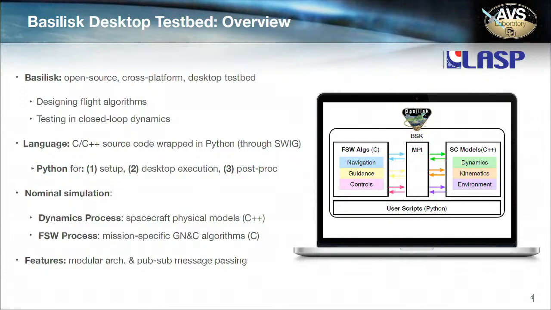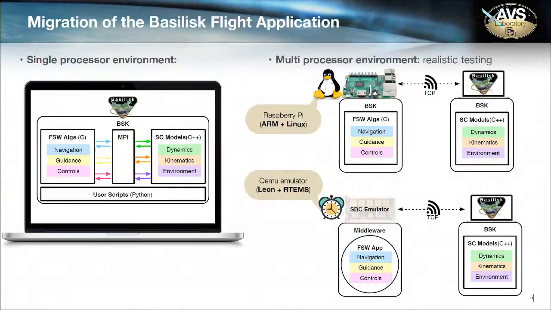There's a dynamic process containing spacecraft physical models written in C++, and a flight software process containing the mission-specific GNC algorithms written in C. Basilisk is architected in a modular fashion, and during a simulation run, all these C and C++ models interact with each other through a message passing interface, or MPI. The beauty of this MPI is that it marks a clear separation between the two processes. And this separation, later on, facilitates the migration of the flight application into a different processor.